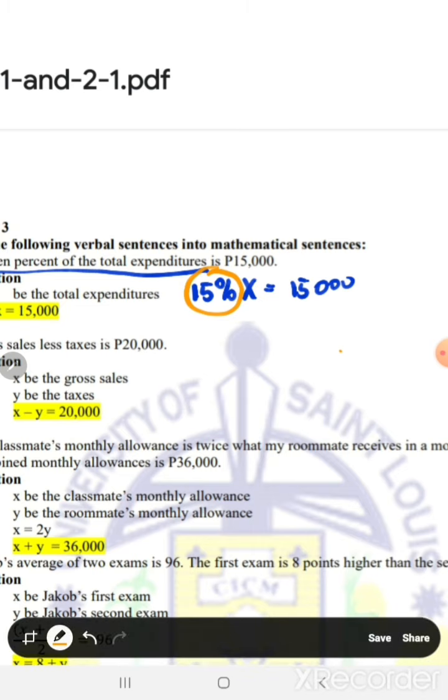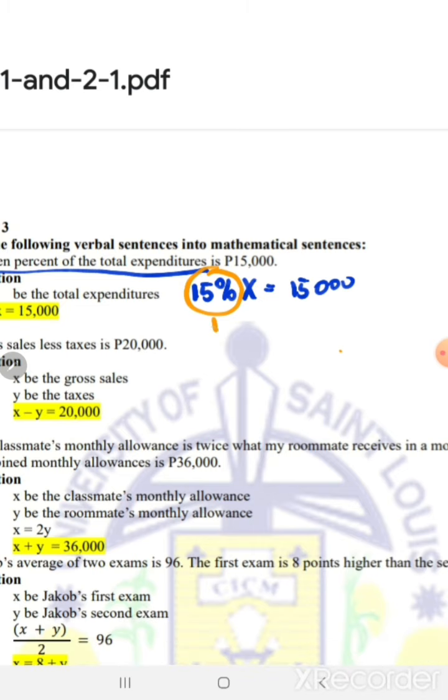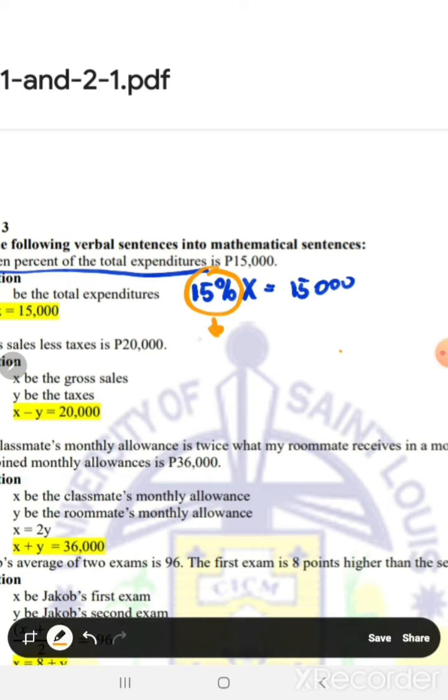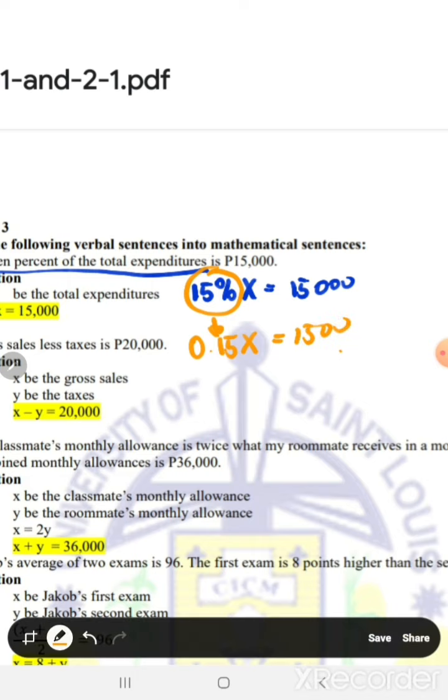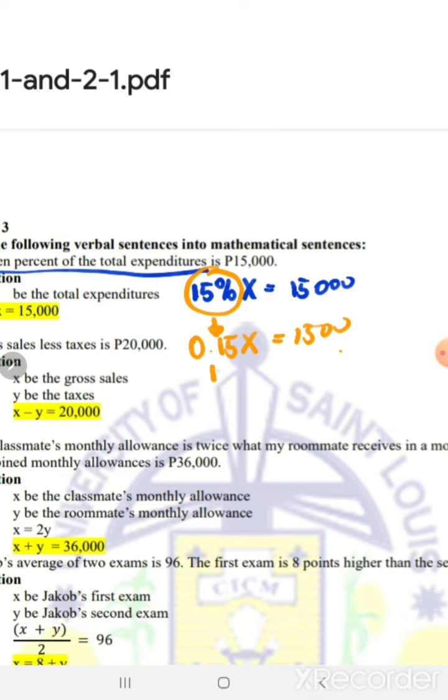So therefore, the best thing to do is to transform it into its decimal form or into its fraction form. In its decimal form, it is 0.15 multiplied by x, which is equal to 15,000 pesos. And in its fractional form, it is equal to 15 all over 100x, which is equal to 15,000 pesos.